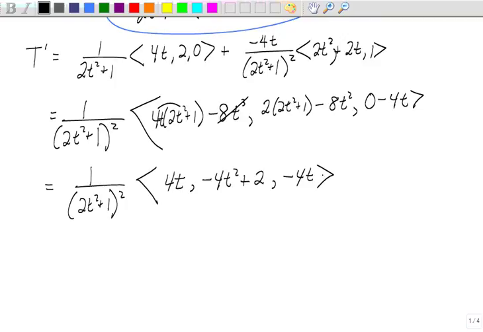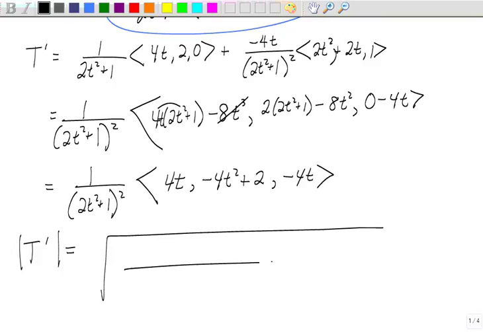Now we've got to find the magnitude of that. And there really isn't any easier way to do this. It's the square root of the derivatives, these are the derivatives, so each one of those squared. So it's going to be over 2t squared plus 1 to the 4th, 16t squared plus, okay, that's going to be 16t to the 4th. I'm going to FOIL this out.